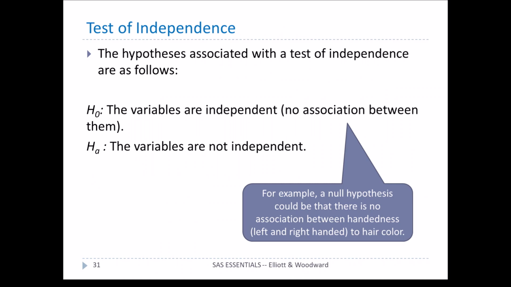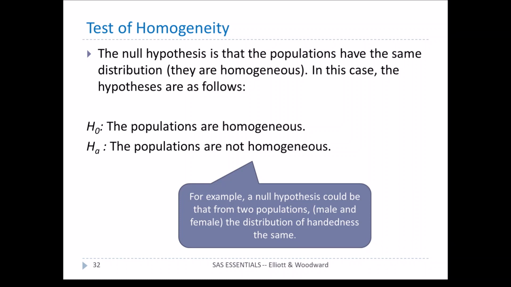So the hypotheses associated with this could be a test of independence as follows. The variables are independent, therefore there's no association between them, or that they're not independent. For example, a null hypothesis could be that there's no association between handedness, left and right-handed, and hair color. Now notice left and right are mutually exclusive. You can be either left or right, and hair color is a non-ordered kind of category as well.